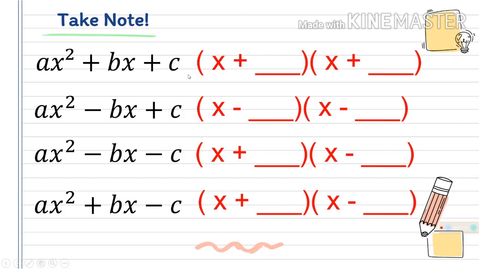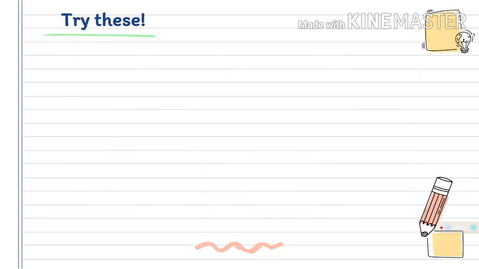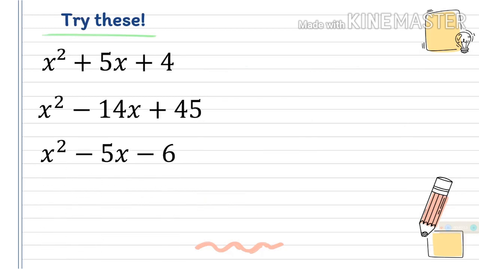Okay? So I hope these shortcuts or clue factored forms will be helpful for you to understand our topic. To check if you really understood what we have discussed, try these examples. Give the factored form of the following.